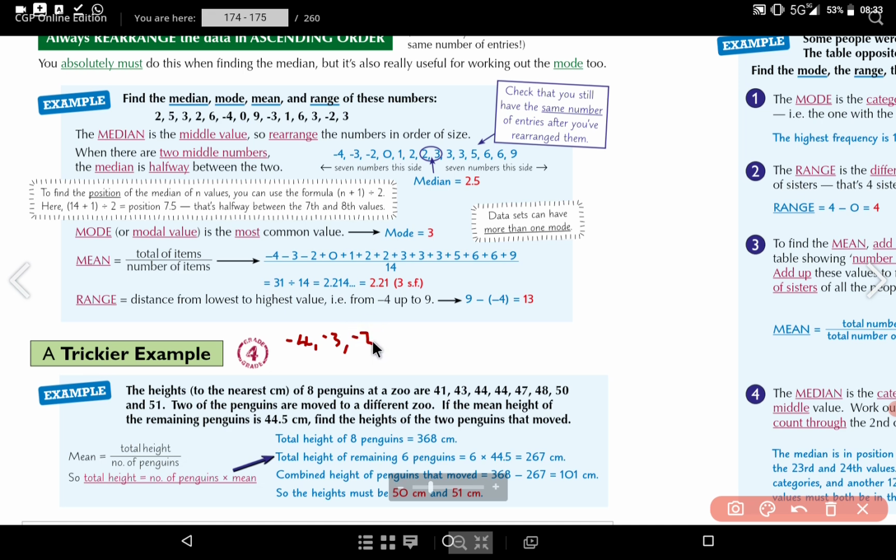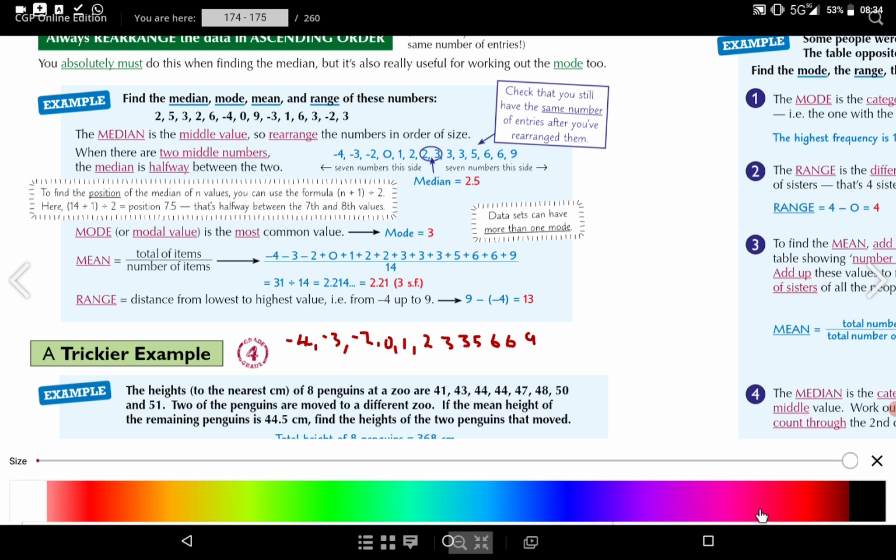Do we have -1? No. So we'll go over to 0. +1 is there. Do we have +2? Yes. Then we've got 3. Do we have 4? No. 3 appears twice. Then we've got 5. We have 6 appearing twice as well. Then 9. So from the least to the highest.